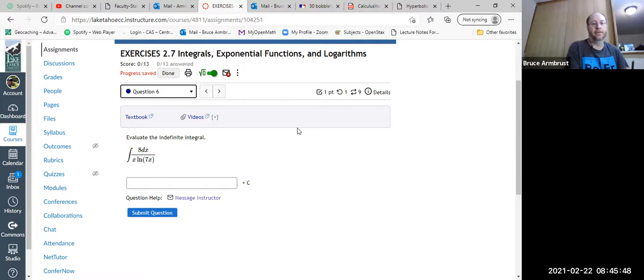All right, so this one, evaluate the definite integral. We've got 8 over x natural log of 7x. All right, that one looks fun. Looking at that, substitution is probably going to be our best guess. So let's try it.